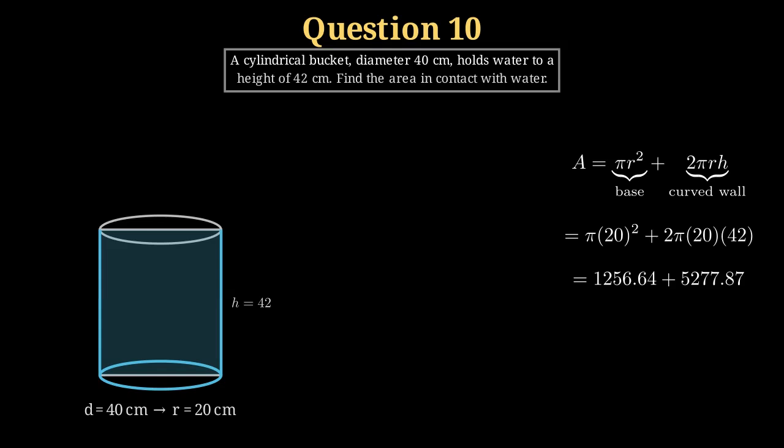Putting in the numbers, pi times 20 squared is 1,256.64. 2 pi times 20 times 42 is 5,277.87. Adding those gives 6,534.51 square centimeters. The answer is letter C.